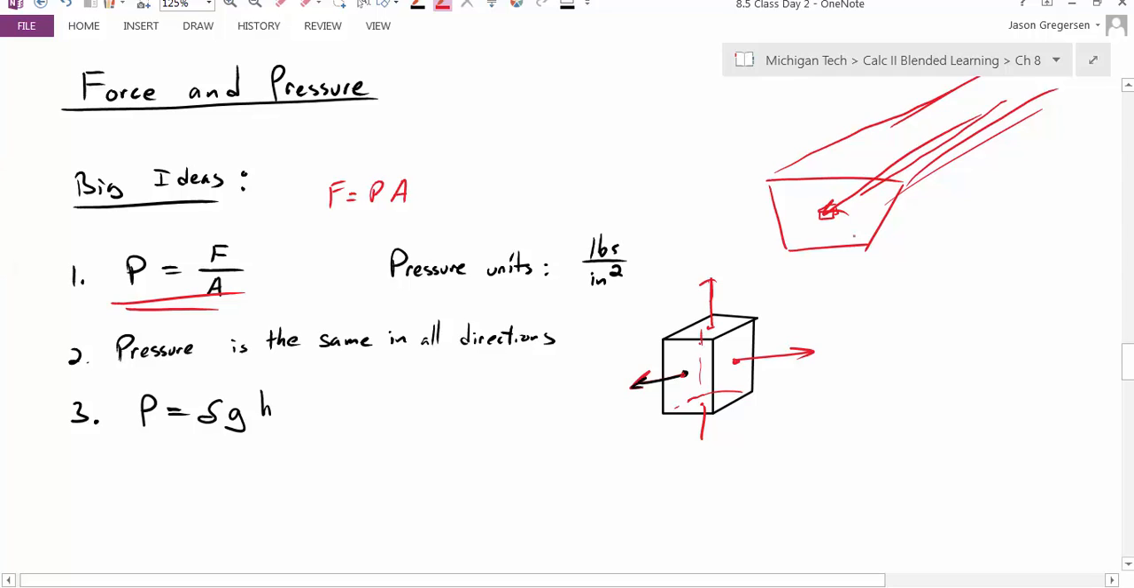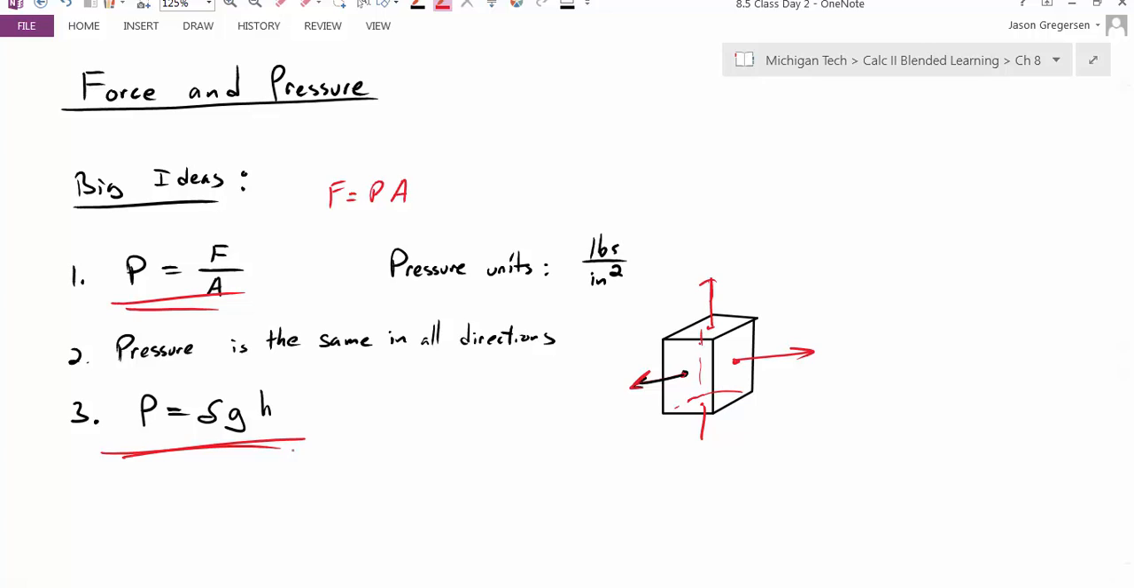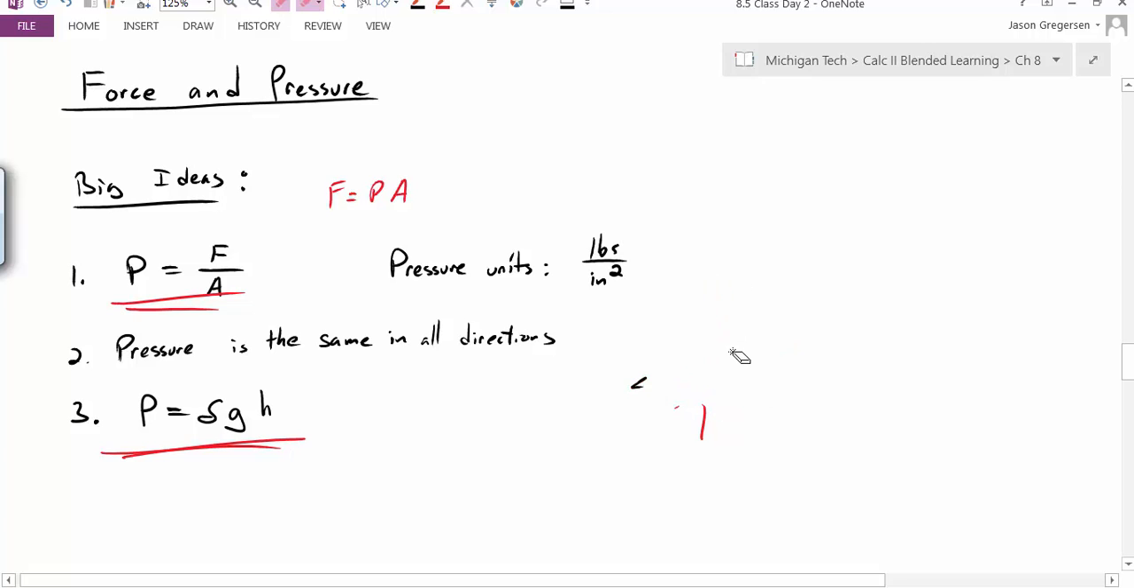Okay. Any questions about that concept there? Okay, we're going to remind ourselves about that one later when we actually work some problems. So that's the first one. And then the last one here, we have a little formula: pressure equals density times G times H. It's a formula to calculate the pressure.